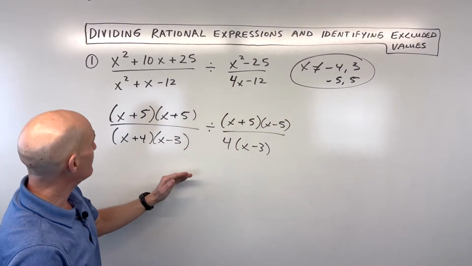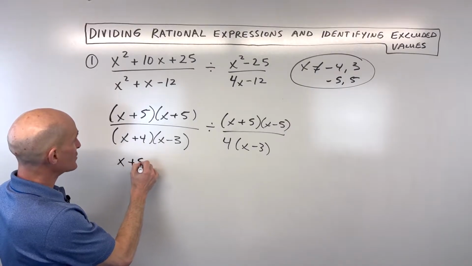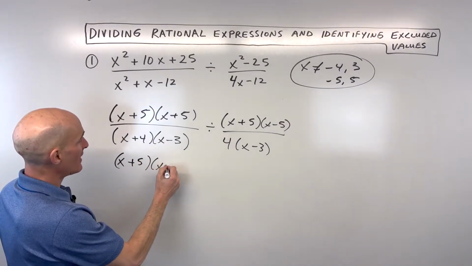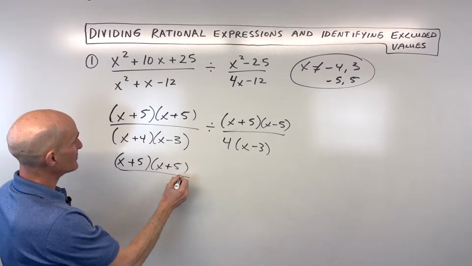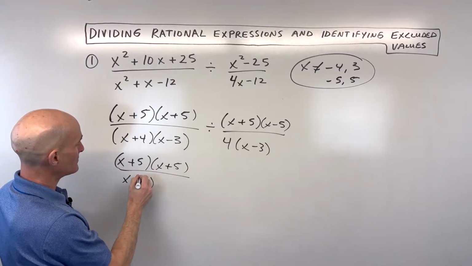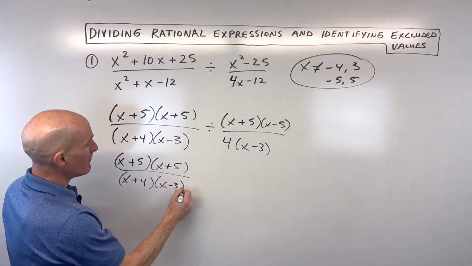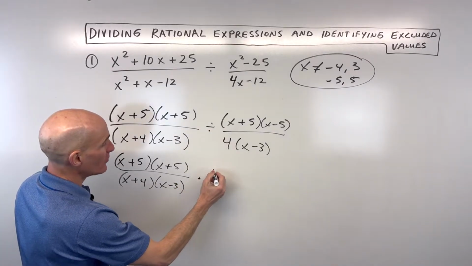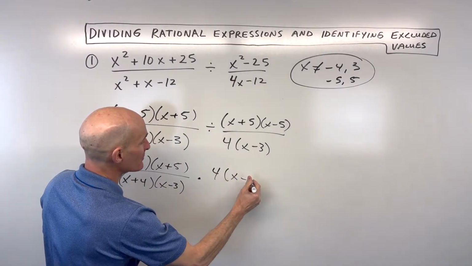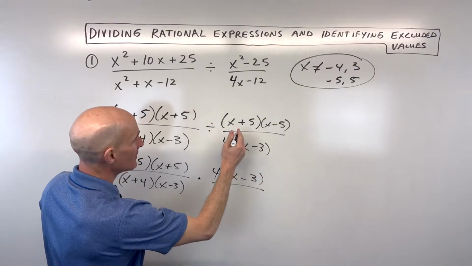Now let's go ahead and simplify. So I'm going to keep this first fraction the same, x plus 5, x plus 5 in the numerator, and the denominator the same, x plus 4, x minus 3. But when we're dividing, that's the same as multiplying by the reciprocal. So I'm flipping that second fraction.